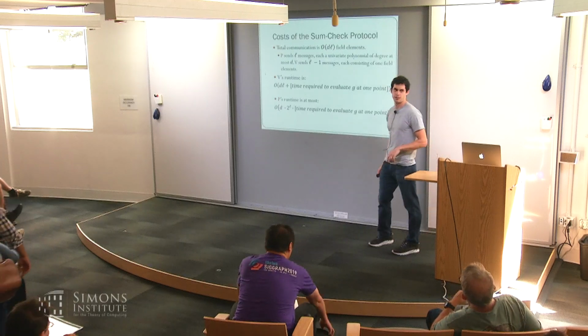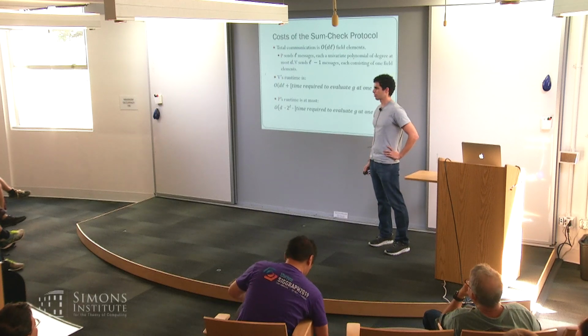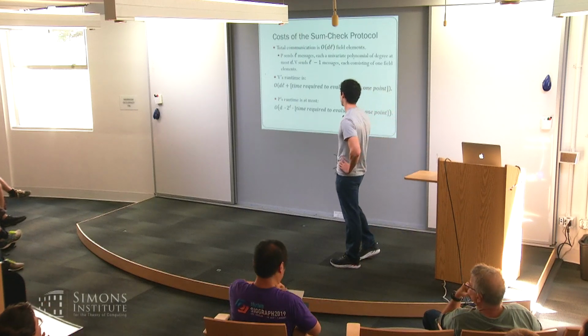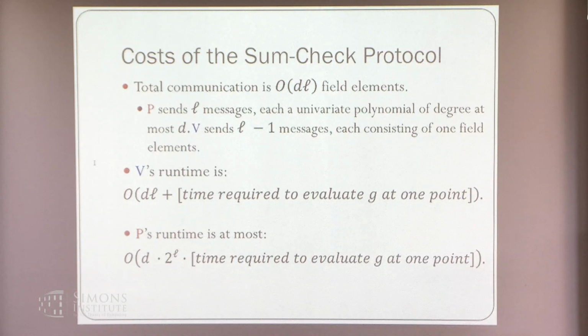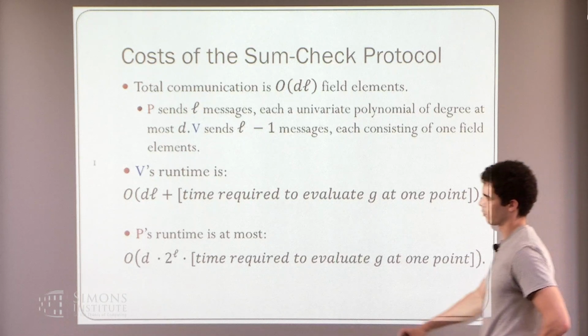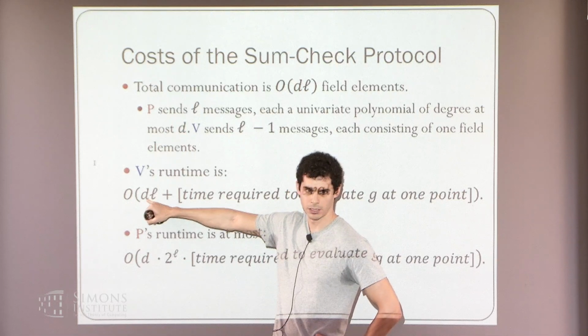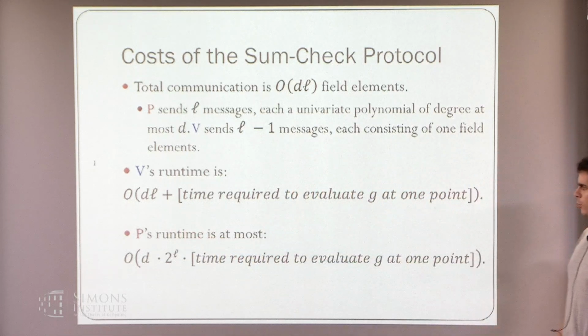So I just wanted to remind you where we left off. We just finished covering the sum check protocol, and this allows a prover and verifier to compute the sum of an L-variate polynomial's evaluations over all 2 to the L Boolean inputs. And the verifier's runtime is order d times L, where d is the maximum degree of the polynomial in each variable, plus the time required to evaluate that polynomial g at a single point.